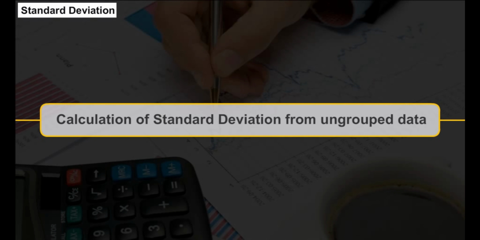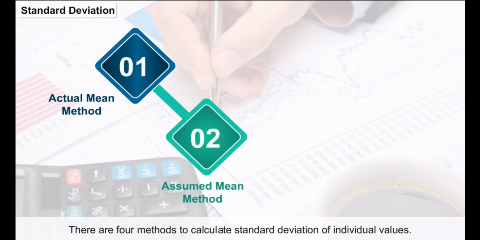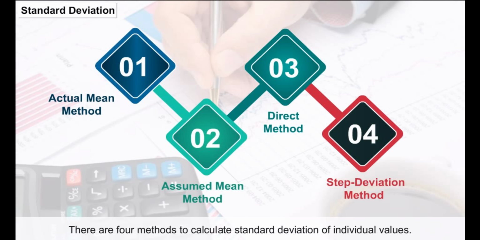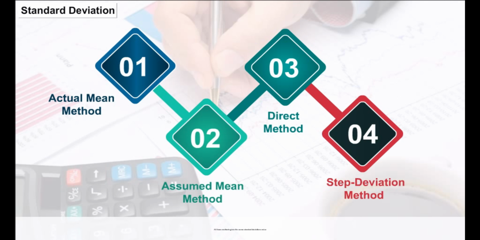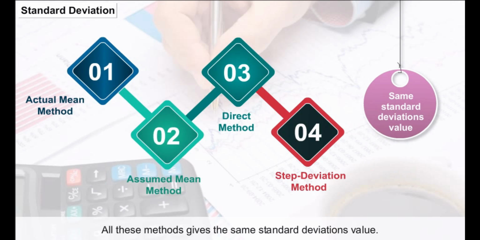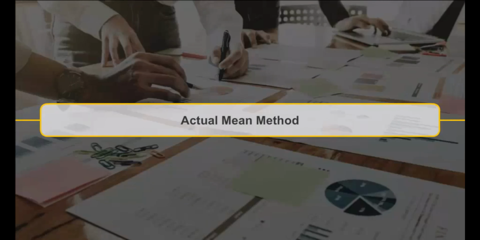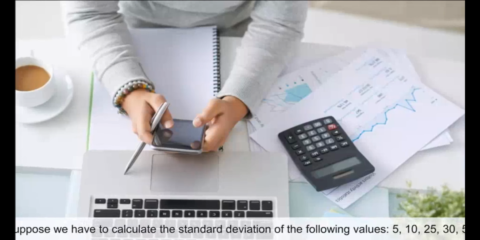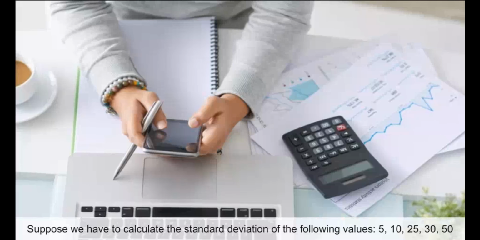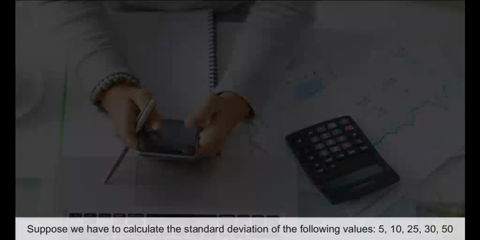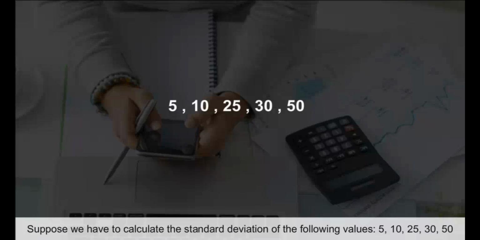Calculation of standard deviation from ungrouped data. There are 4 methods to calculate standard deviation of individual values. All these methods give the same standard deviation value. Calculating standard deviation: actual mean method. Suppose we have to calculate the standard deviation of the following values: 5, 10, 25, 30, 50.